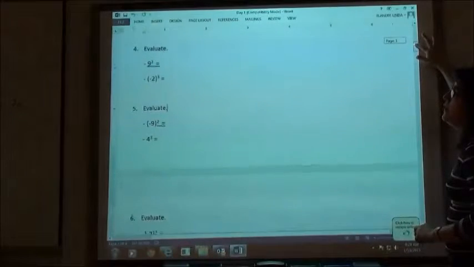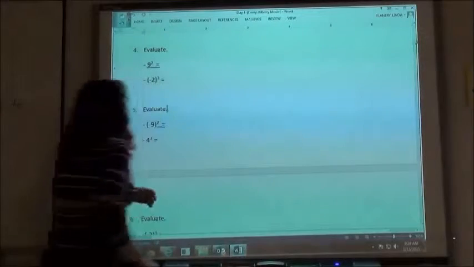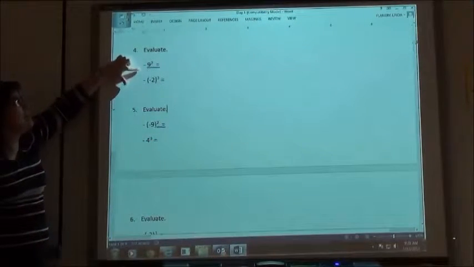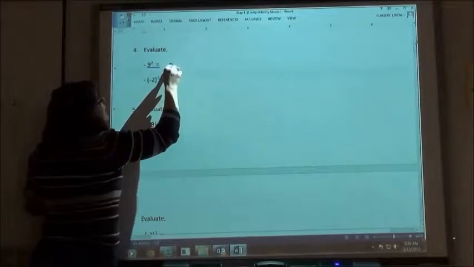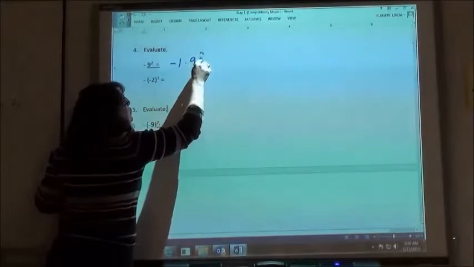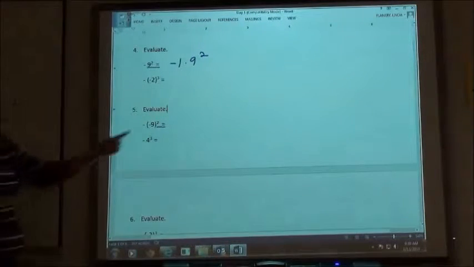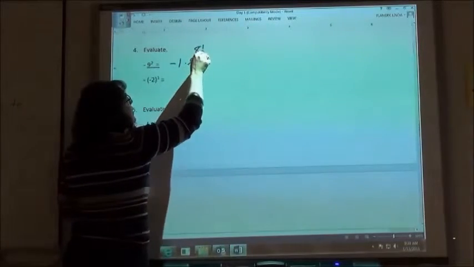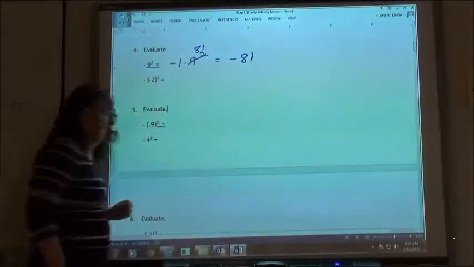The next ones, you are evaluating things with exponents. They want to remind you that if there are not parentheses or it's on the outside of your expression, that negative sign is a -1 times my value. So what this means is -1 times 9 squared. If I follow my order of operations, I have to square first. 9 squared, 9 times 9 is 81. And -1 times 81 is -81.